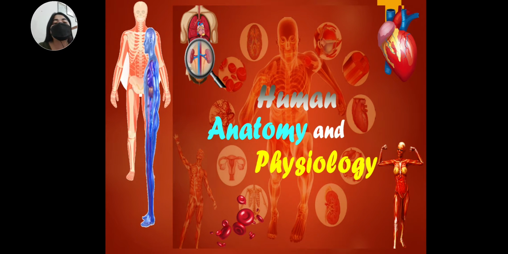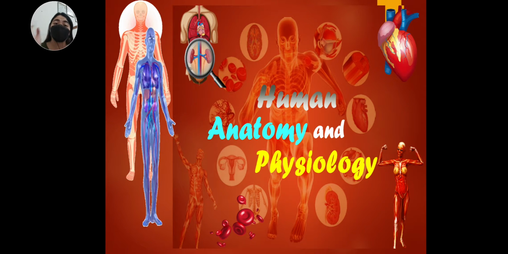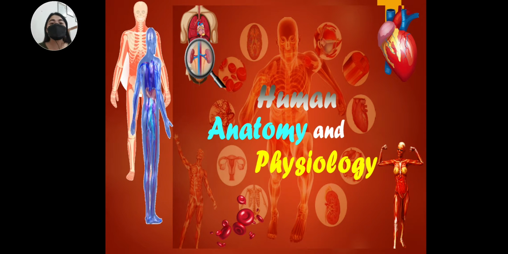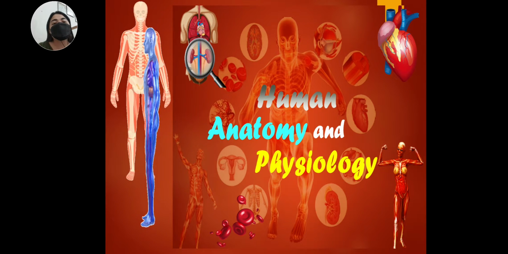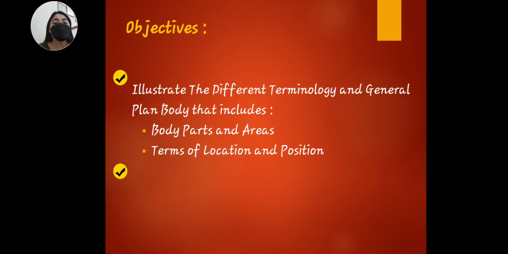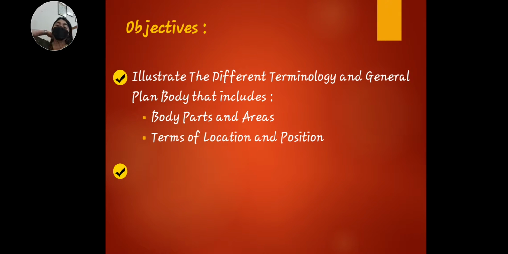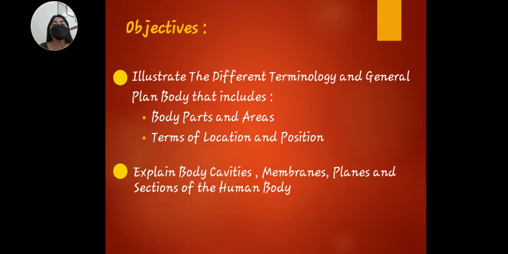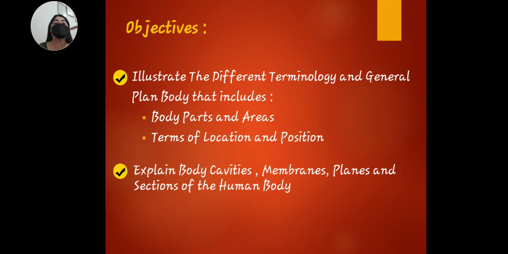Before we go to the discussion, let's know first the objectives or the goals in this topic. At the end of my discussion, you will illustrate the different terminology and general plan of the body that includes body parts and areas, and terms of location and position. Aside from that, you will also explain the body cavities, membranes, planes, and sections of the human body. So that was our main objective for the topic today.